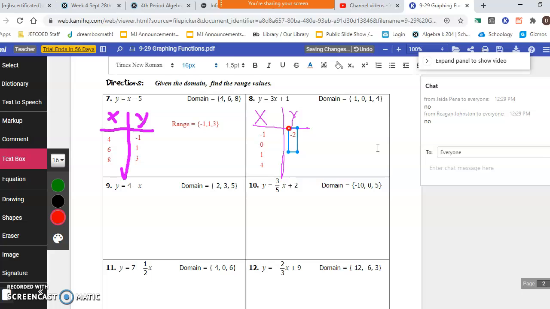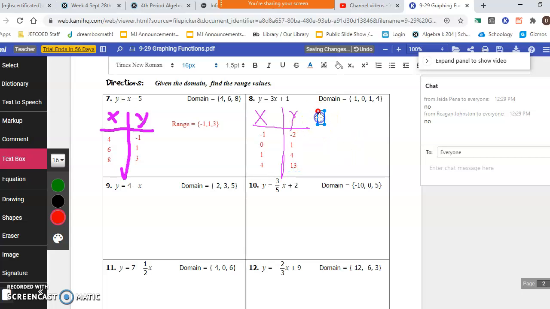Substituting the 0 in, 0 times 3 gives me 0, and then plus 1 should give me a +1. Substitute in 1. 1 times 3 is 3, plus the 1 should give me 4. And then substitute 4 in. 4 times 3 is going to give me 12, and add that 1 to it, so it should be 13.